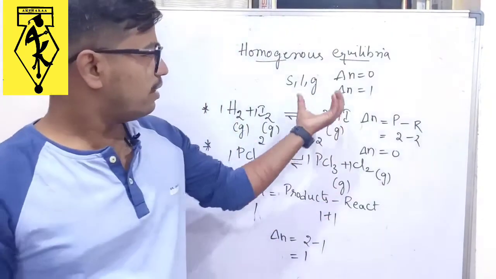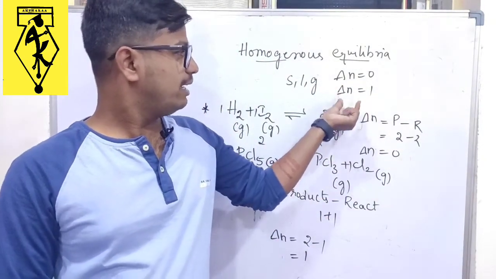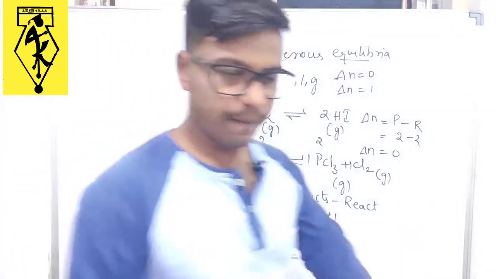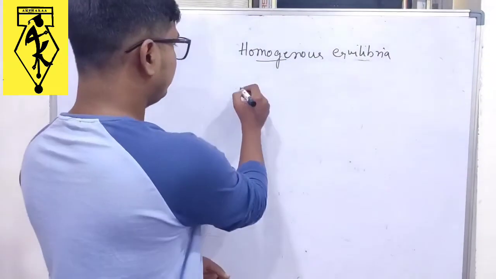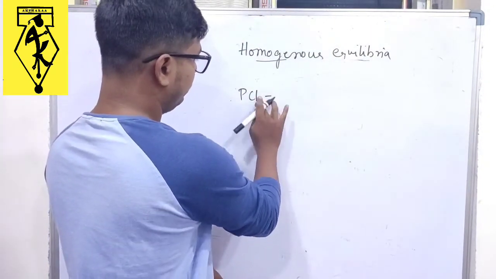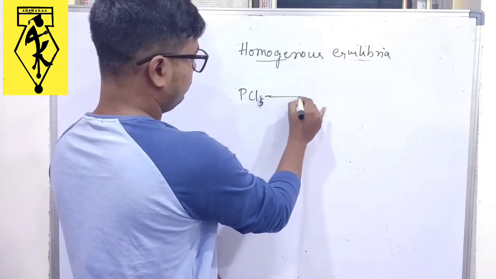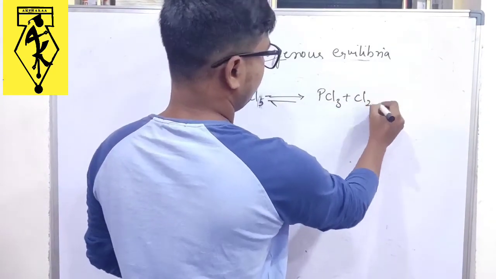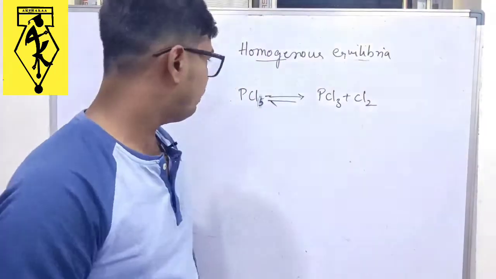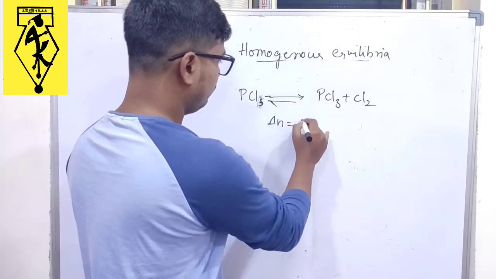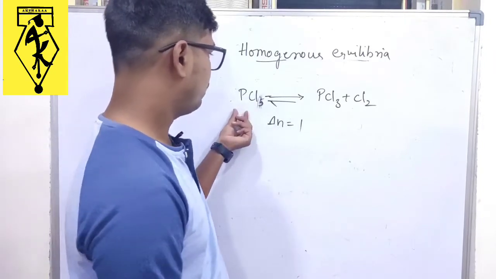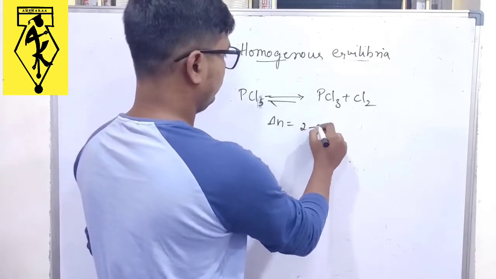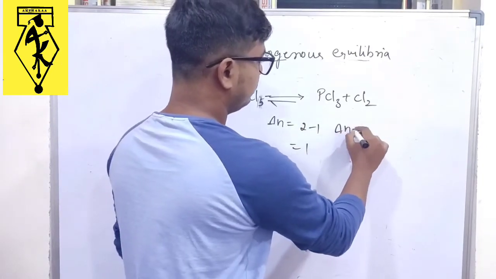Now we will understand what happens when delta n is equal to 0. Okay, let me erase this. Before that we should see one thing. Now we will consider this reaction: PCl5 is in equilibrium with PCl3 plus Cl2. This is the decomposition of PCl5. We know here delta n is products minus reactants, that is 2 minus 1, equal to 1.